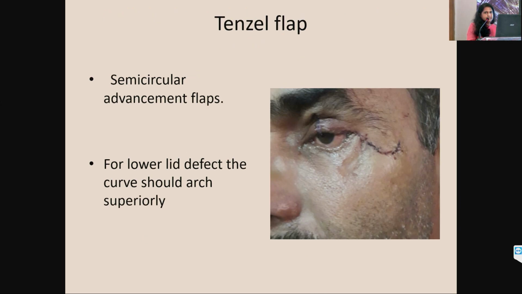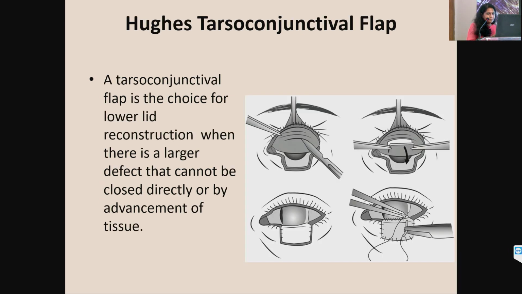Tensile flap is a semicircular myocutaneous advancement flap. For lower lid defect, the curve should arch superiorly, and for upper lid defect, the curve should arch inferiorly.